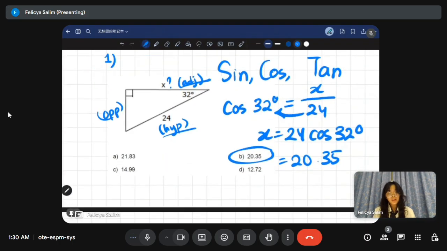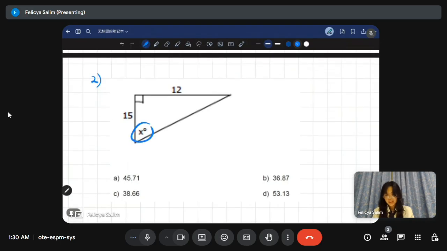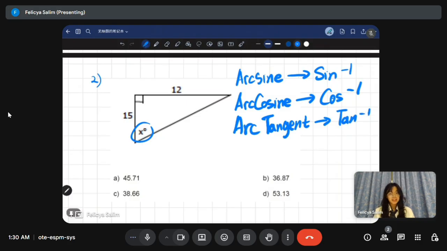Like that. Now, what if the situation needs you to find the angle, like here, which is x degrees? For sin, cos, and tan, there's a term for finding the angles, which is we're going to add arc in front of them. So arc sine will be sin to the power of minus 1. Arc cosine will be cos to the power of minus 1. Arc tangent will be tan to the power of minus 1.